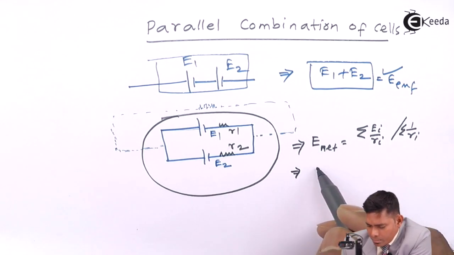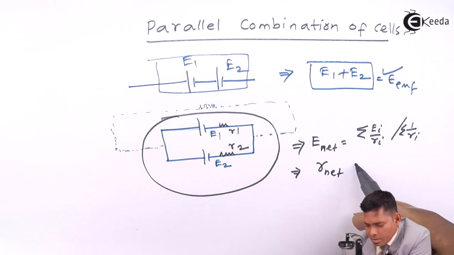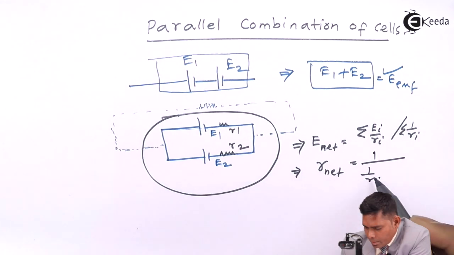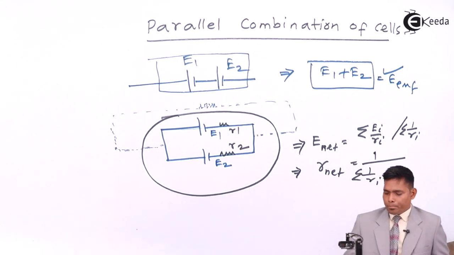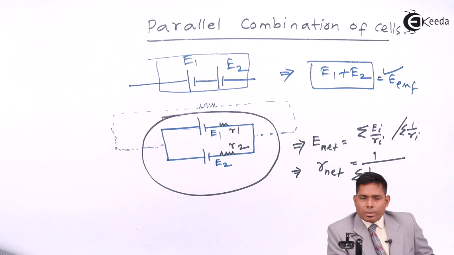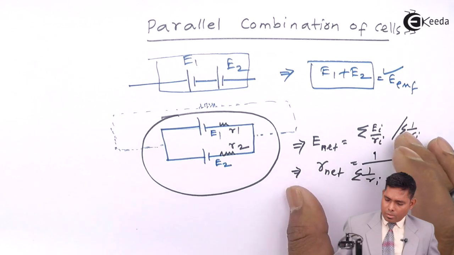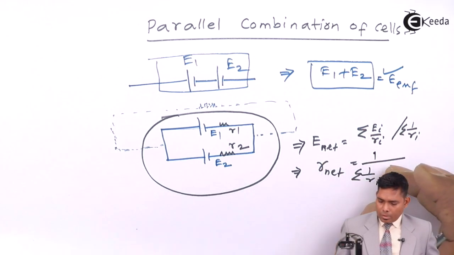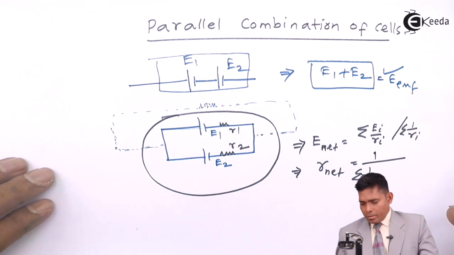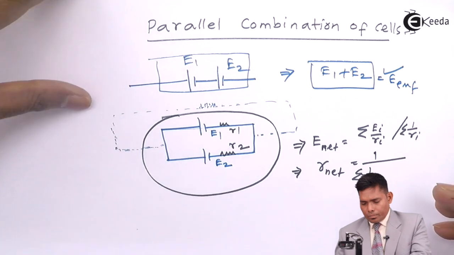And net internal resistance, or I'll write this way, 1 by R net is the sum of 1 by Ri. Okay, this is how you find the net internal resistance. This part I will just explain to you. I think this is not clear to you. This I'll explain, and we will take one example also.